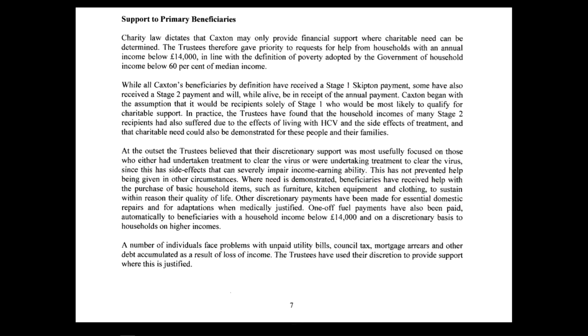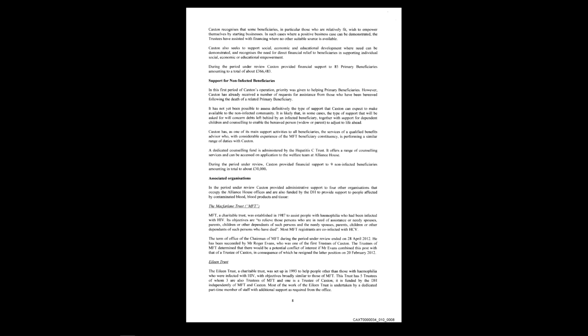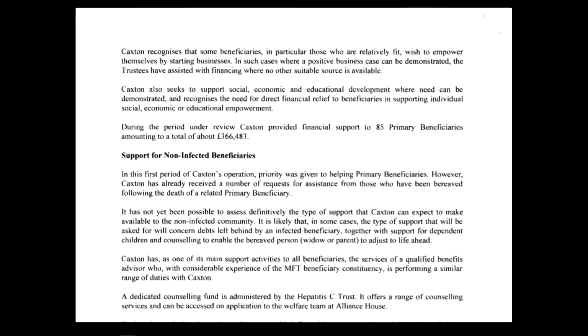And then if we turn over the page, the last paragraph before support for non-financial beneficiaries: during the period under review, Caxton provided financial support to 85 primary beneficiaries amounting to a total of 366.